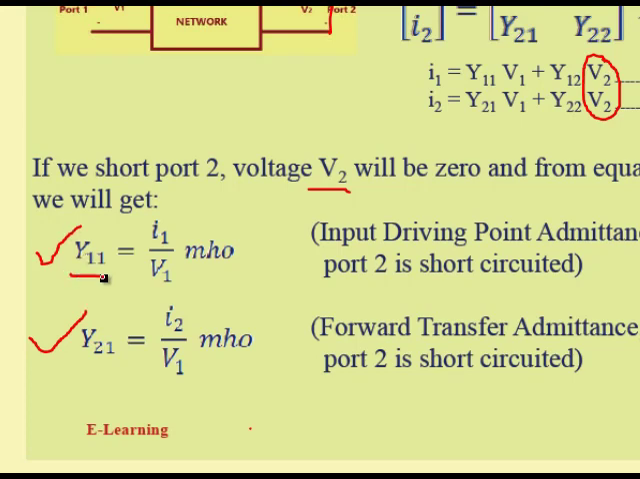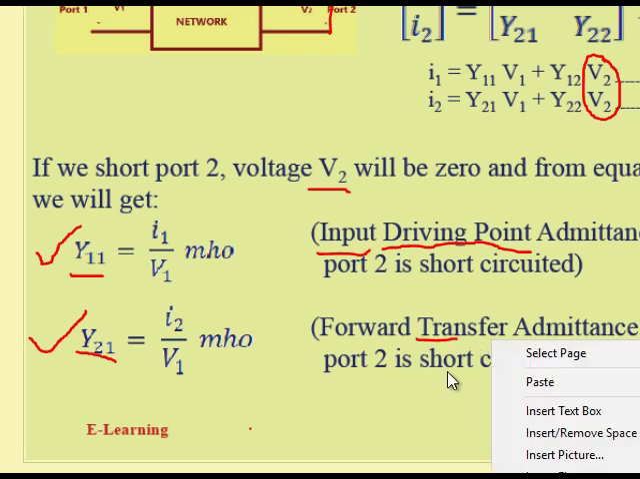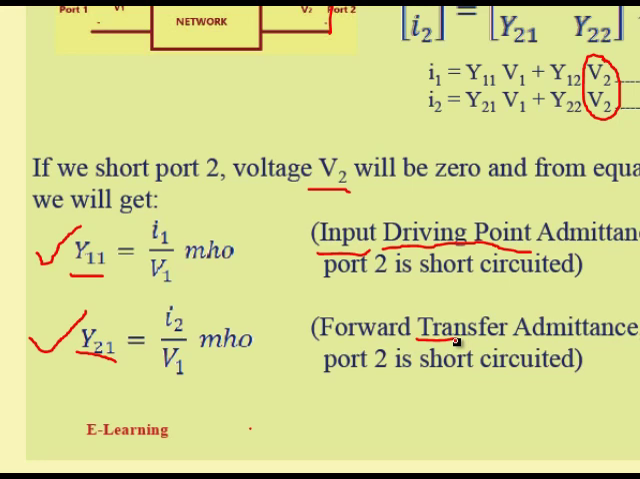Y11, port 1 is involved only, so it is driving point. This is the input port, so it is input driving point admittance. Y21, two different ports are involved, so we use the word transfer, and port 2 comes first, so we use forward.